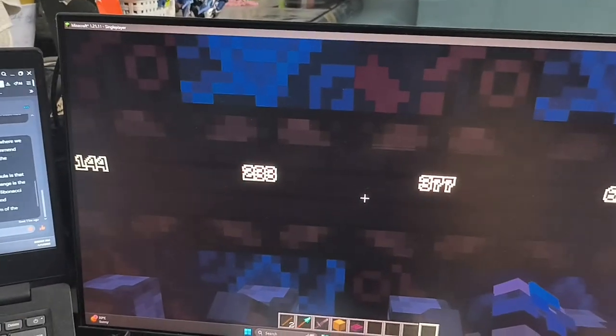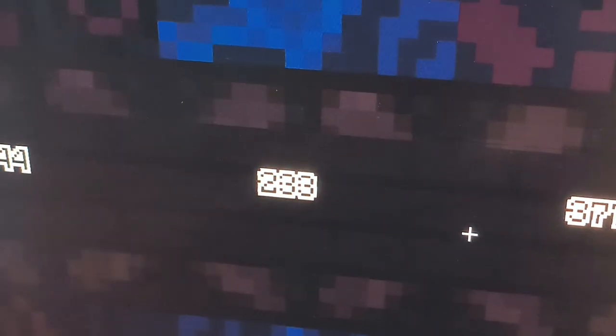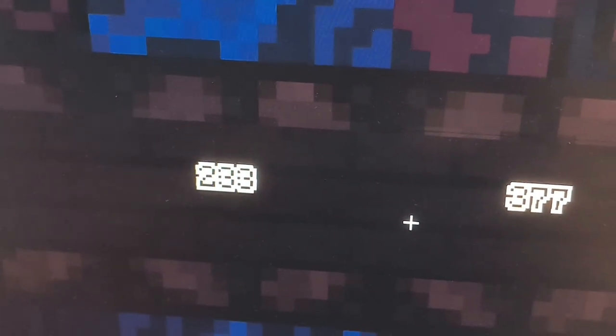And as you can see in my Minecraft construction, you can see that this number is, in fact, the 13th term of the Fibonacci sequence.